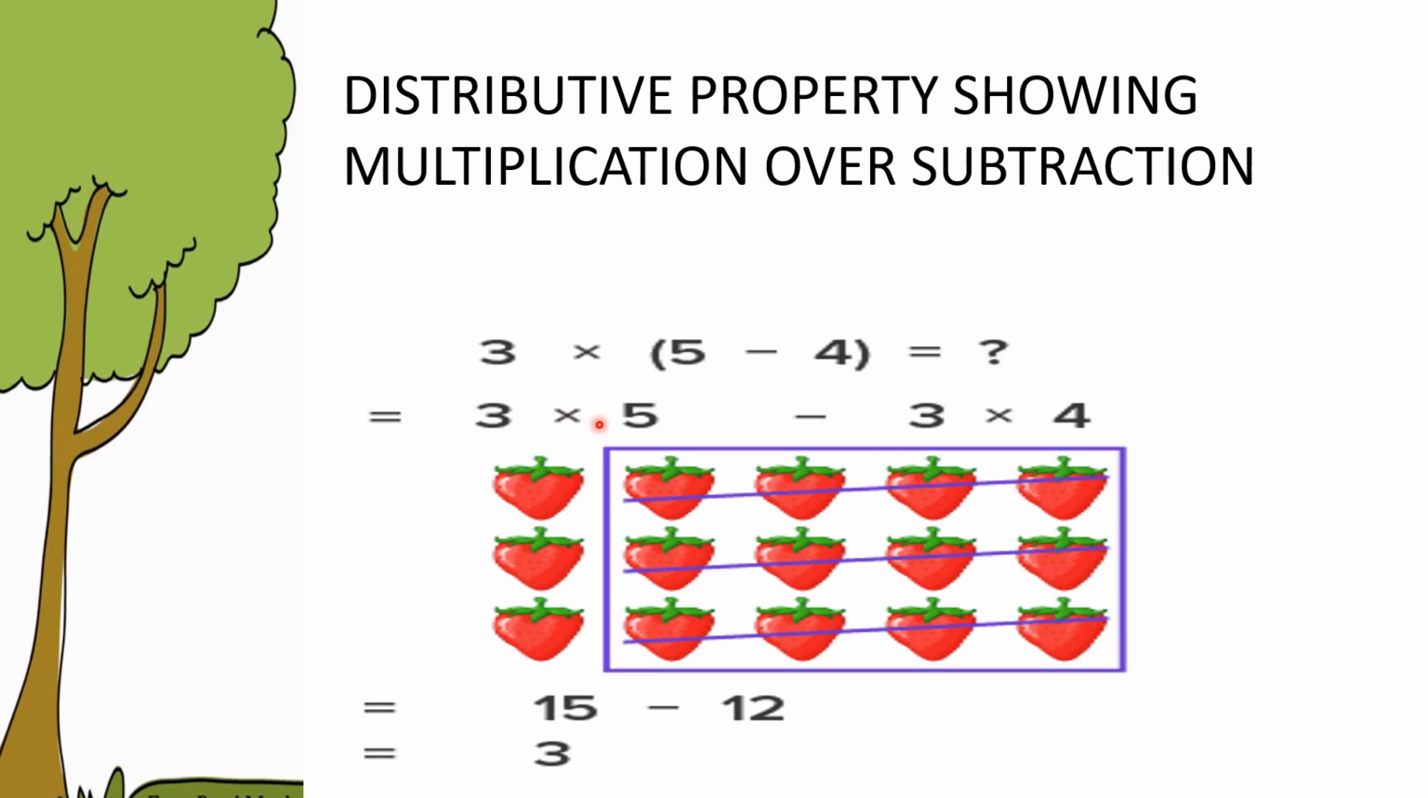Now if I split it using the distributive property, 3 into 5 is 15 and minus 3 into 4 is 12. So in total I had 3 into 5, 15 fruits. Out of this, I am going to remove 12 fruits. After removing 12 fruits, how much is remaining? 3 fruits are remaining. So I got the same answer as by calculating directly, that is 3 into 5 minus 4 is 1, so 3 into 1 is equal to 3. So I get back the same answer.